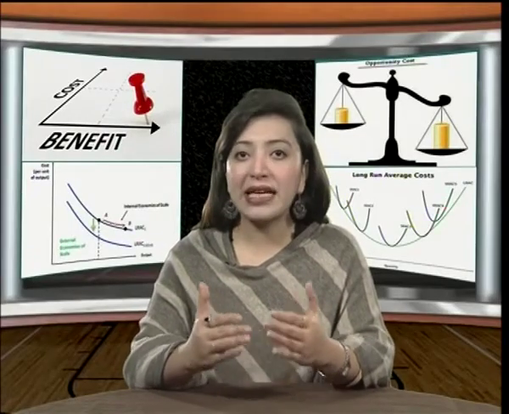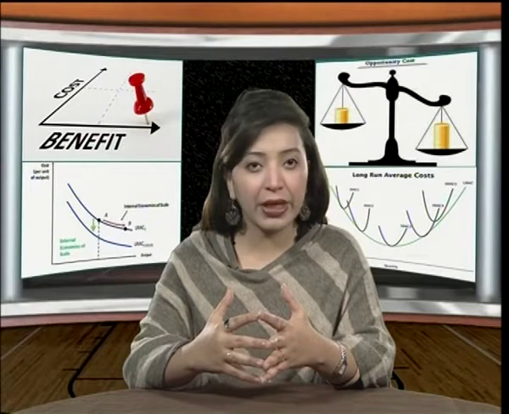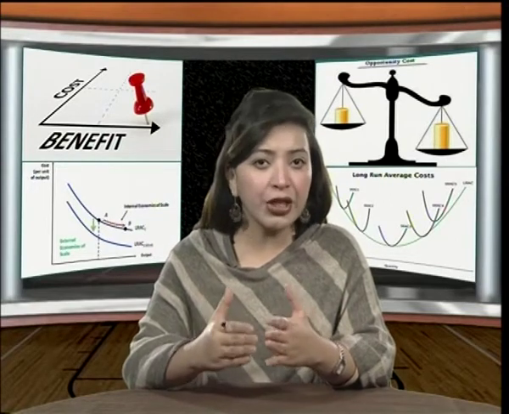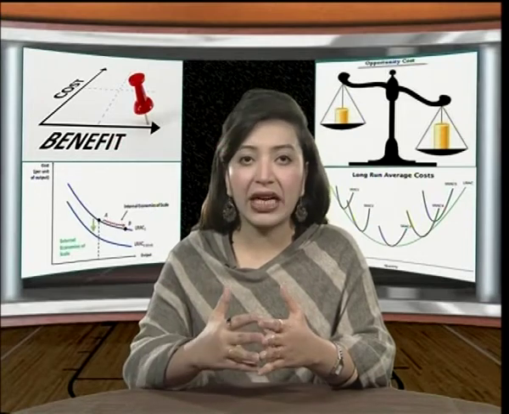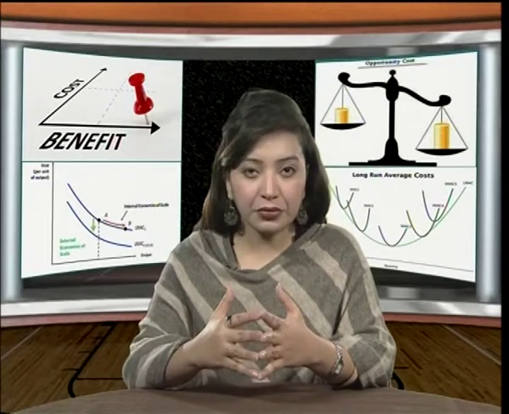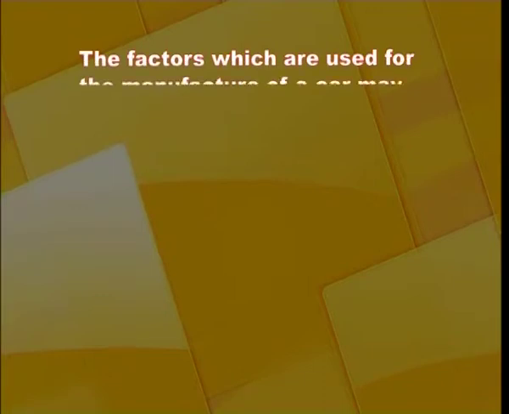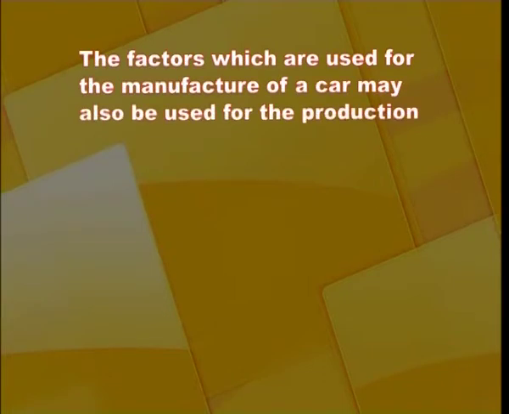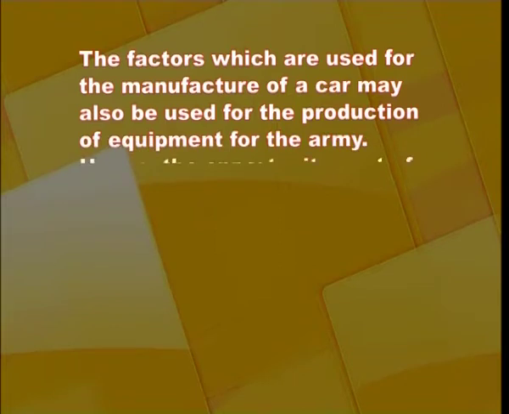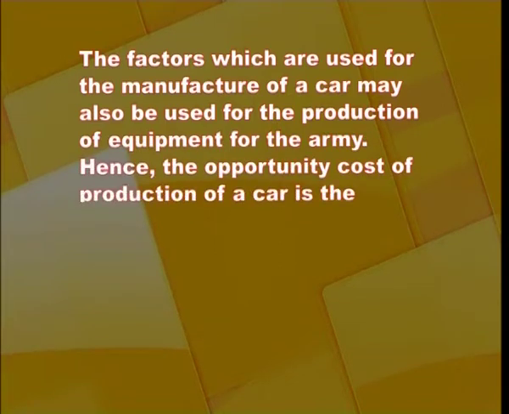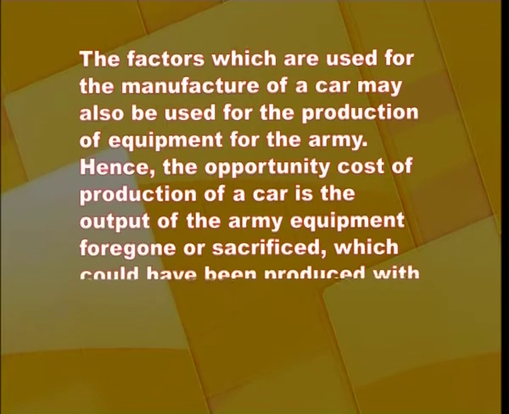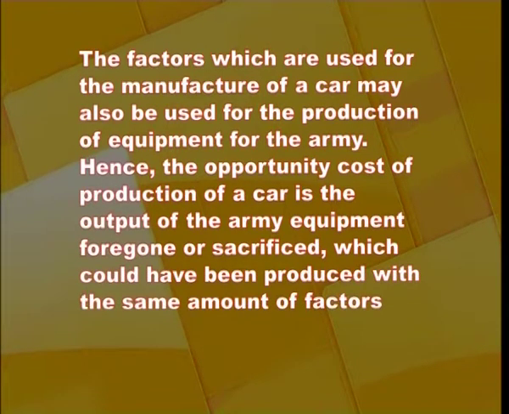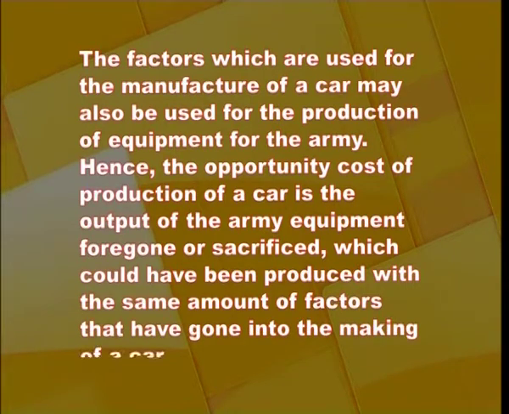Opportunity cost occupies a significant place in modern economic analysis. The opportunity cost of any good is the value of the next best alternative good that is sacrificed. The factors which are used for the manufacture of a car may also be used for the production of equipment for the army. Hence, the opportunity cost of production of a car is the output of the army equipment forgone or sacrificed, which could have been produced with the same amount of factors that have gone into the making of a car.